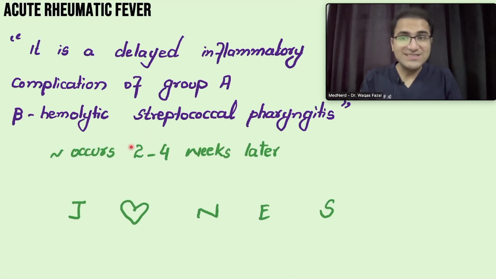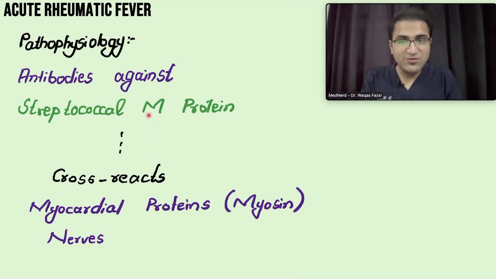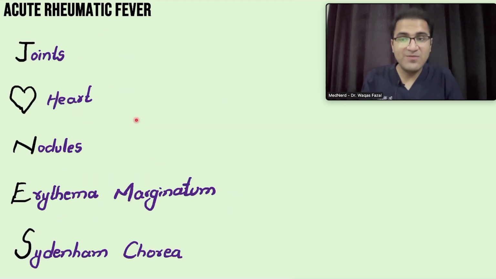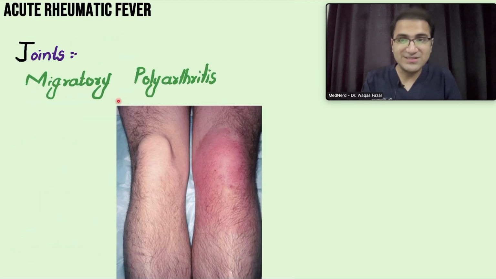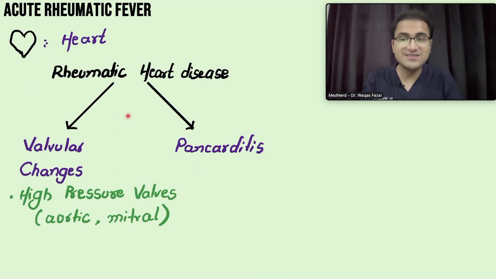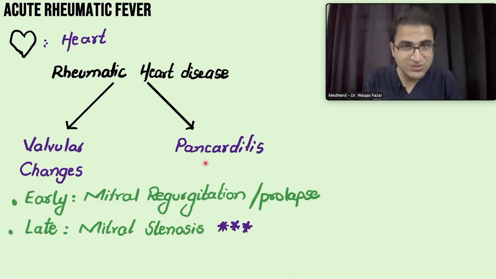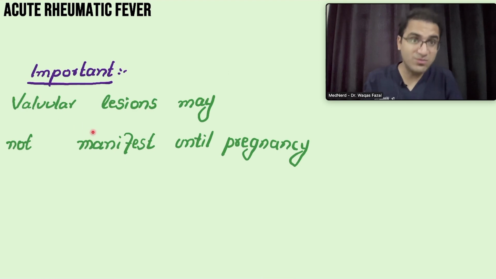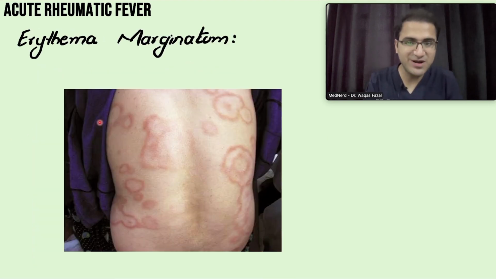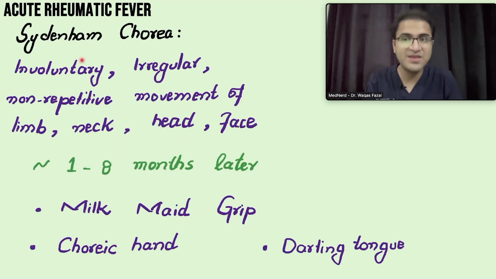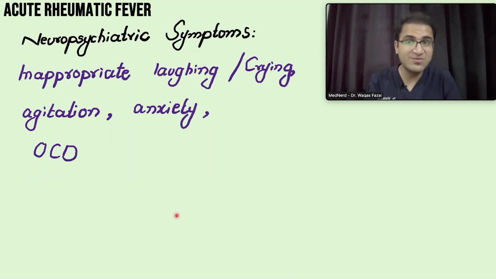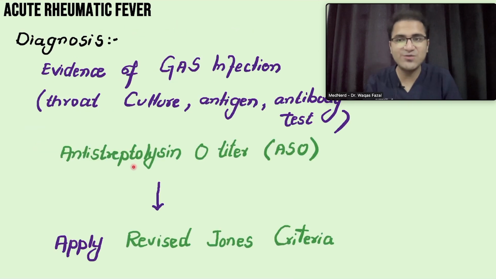We talked about what is acute rheumatic fever. We talked about the pathophysiology, antibodies against streptococcal M protein, Jones criteria to remember the symptoms, migratory arthritis, valvular changes involving the high pressure valve, pericarditis being the most dangerous one, mitral stenosis being the most common complication, valvular lesion may not manifest until pregnancy, subcutaneous nodules, erythema marginatum, Sydenham chorea develops late, and all different manifestations, dance-like movement, neuropsychiatric problems that can develop.